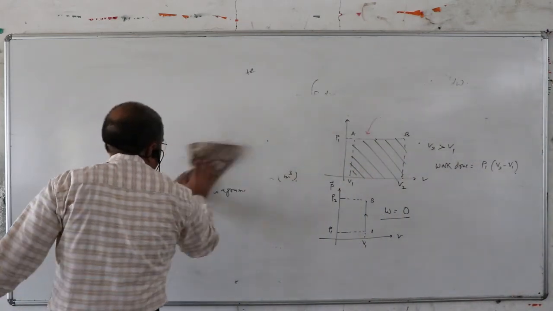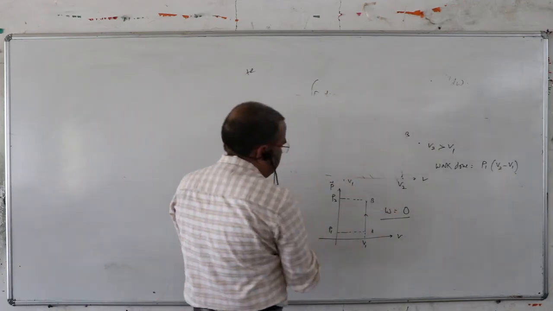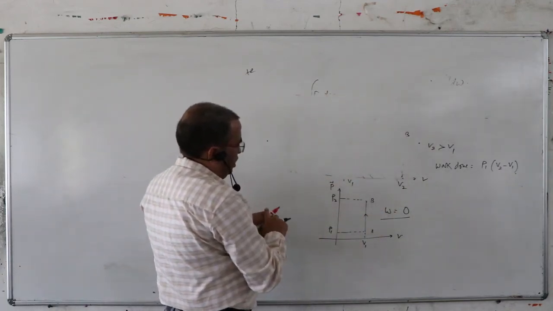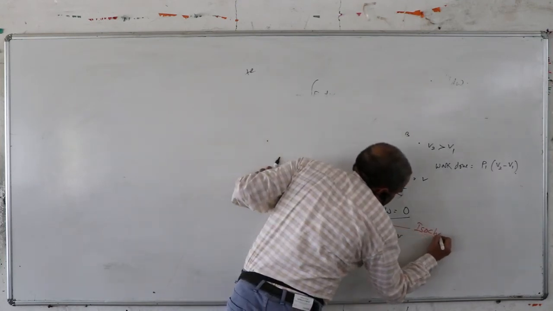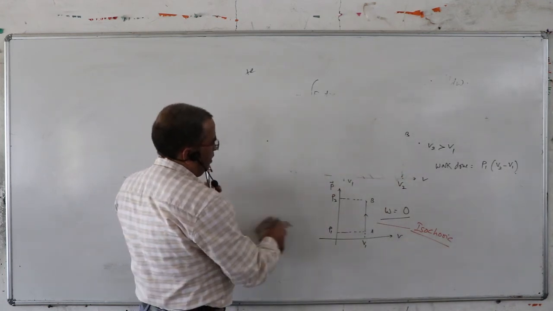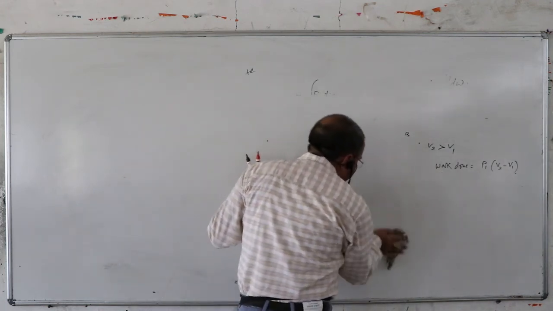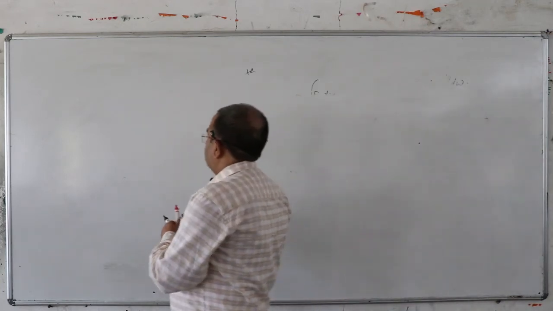Keeping in mind these two exercises, the two examples, such a process in which volume is kept constant is called isochoric. It's called isochoric. Let us see one more process.